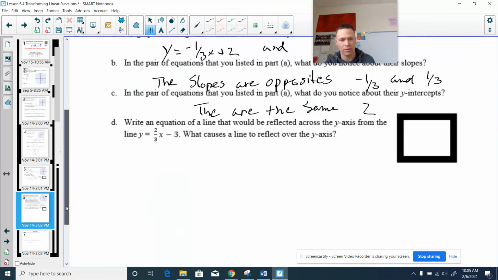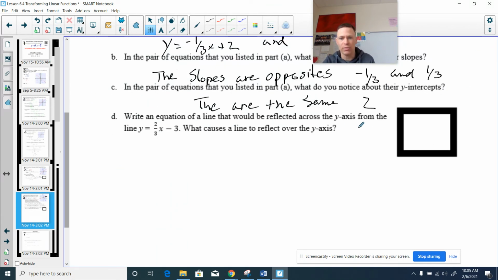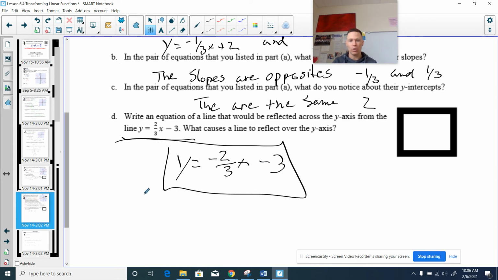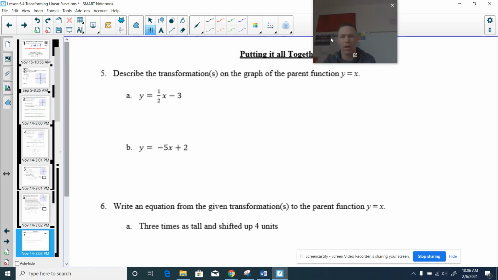Okay, so let's answer the question in part D. Let's write an equation of a line that would be reflected across the y-axis of this line here. What causes the line to reflect over the y-axis? So the equation is y equals 2/3 x minus 3. What we said is that the slopes have to be opposite. So I'm going to need y equals negative 2/3 x. And the y-intercepts have to be the same. So opposite slopes, same y-intercept. So then minus 3 is what we would need.